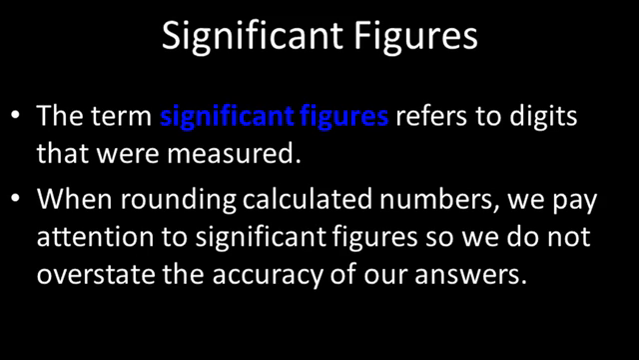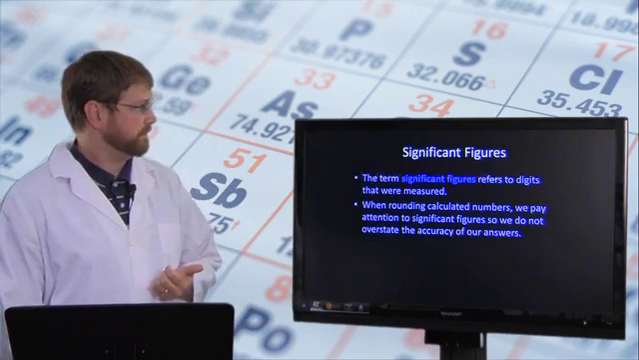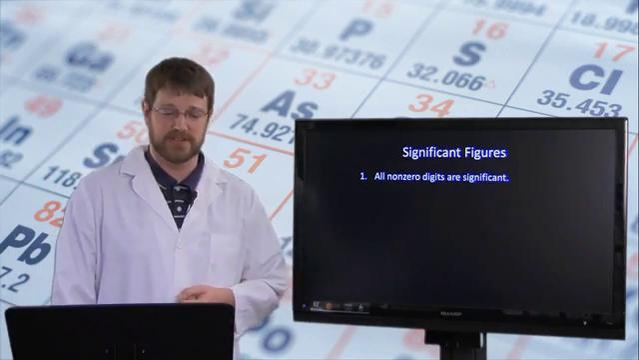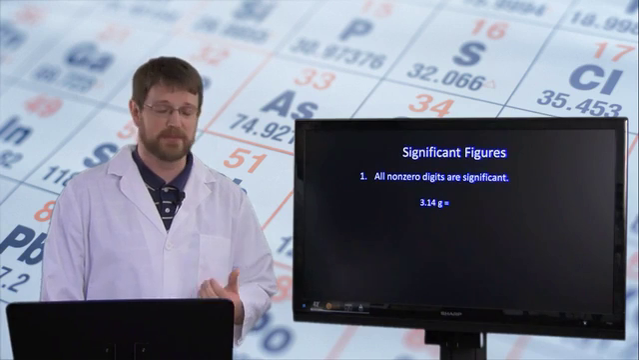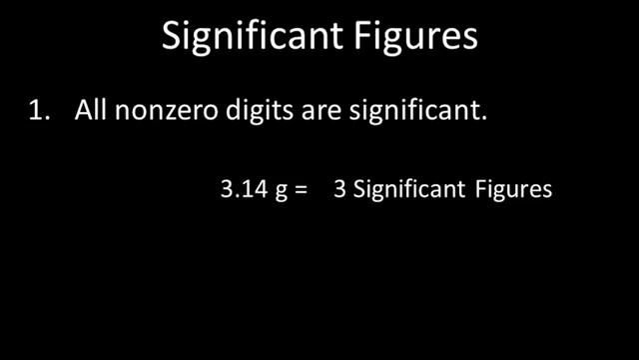Significant figures just refers to the digits of a measurement. We use these in our calculations so we can't overstate our accuracy of the measurement. Now, the first rule of significant figures is that all non-zero digits are significant. For instance, this number, 3.14 grams. All 3 digits are non-zero, so we have 3 significant digits.